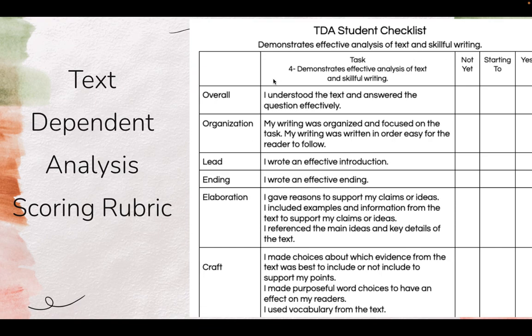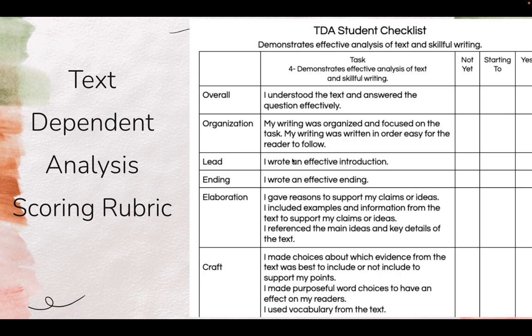Overall, you could earn a 4, which is the highest score, if you understood the text and answered the question effectively. As we mentioned in the introduction video, a TDA has some text that we have to read and understand, and then a prompt which we're going to analyze. Did we understand both those tasks? Then we're going to organize our writing focused on that task.